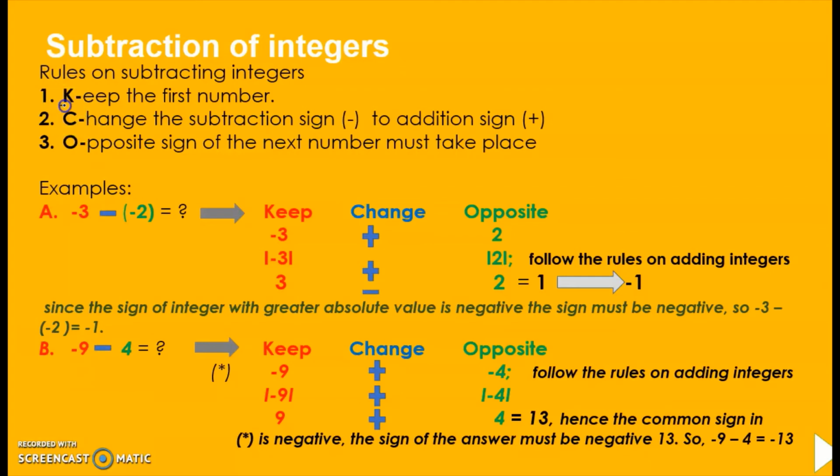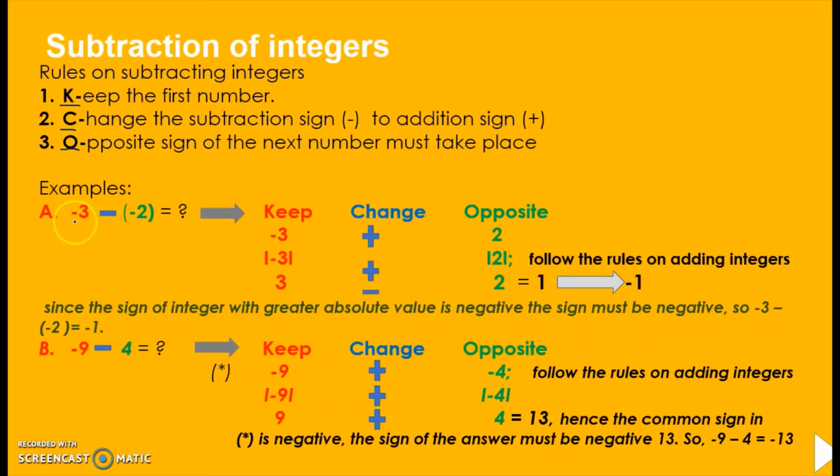KCO. We're going to keep the first element, or the first number or integer. The C stands for change the subtraction sign to addition sign. O stands for the opposite sign of the next number must take place. So for us to understand this and to prove that this is just the same as adding integers, let's take the rules on subtracting integers.